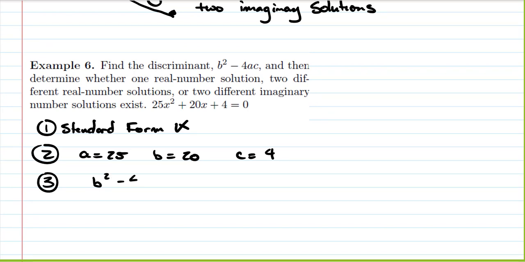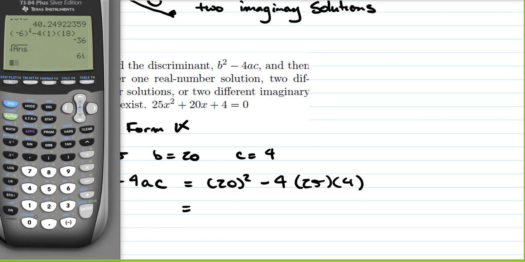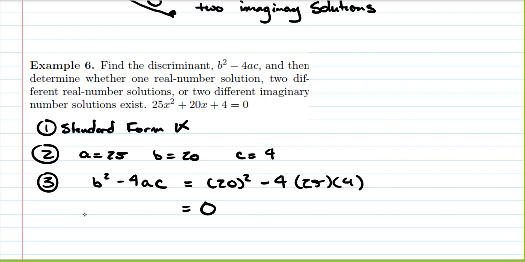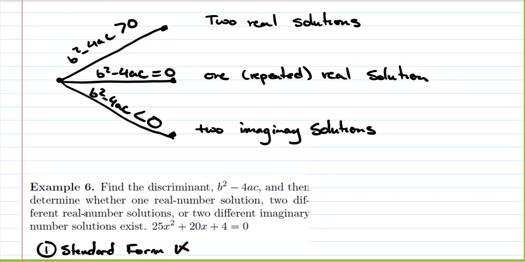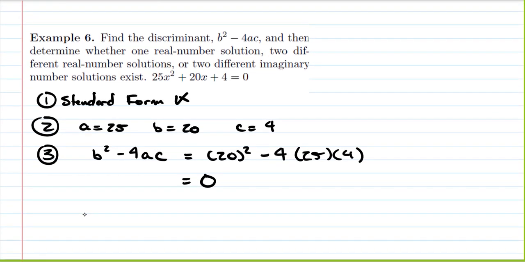So b squared minus 4 times a times c is going to be 20 squared minus 4 times 25 times 4. So we calculate this, 20 squared minus 4 times 25 times 4, and we get 0. So then we come up and we look at our diagram. So if we get 0 for b squared minus 4ac, that means we go down our middle path. So our solution is that we have one repeated real solution. So we have one real solution. So the discriminant problems are pretty straightforward.